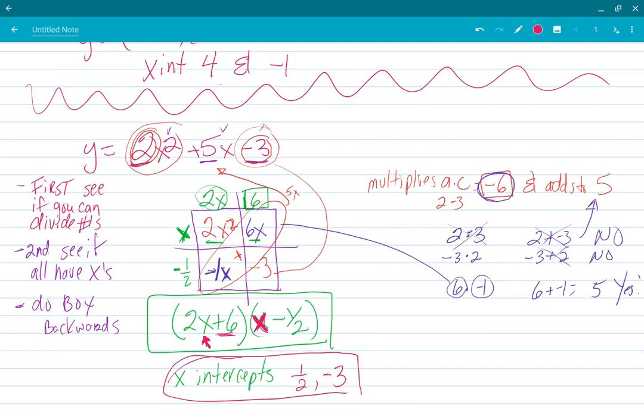So we did all of this work. We did all of this work right here to get this answer. Okay, this is easy. But this is the hard work right here. This is the hard work.